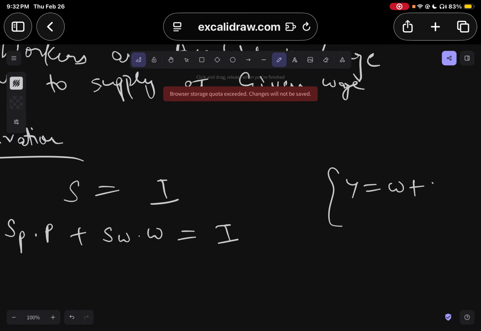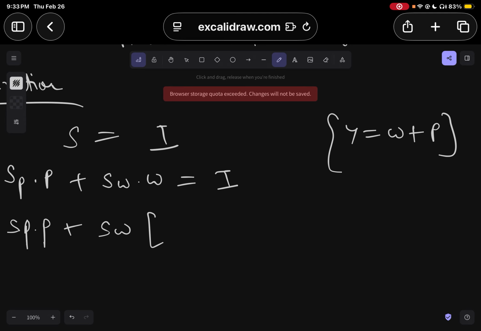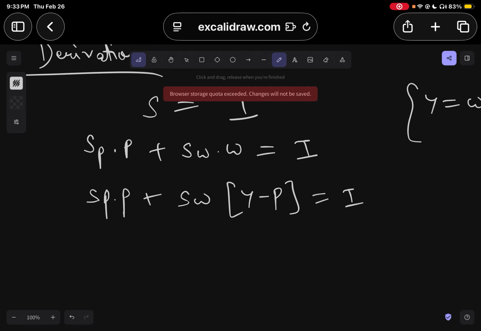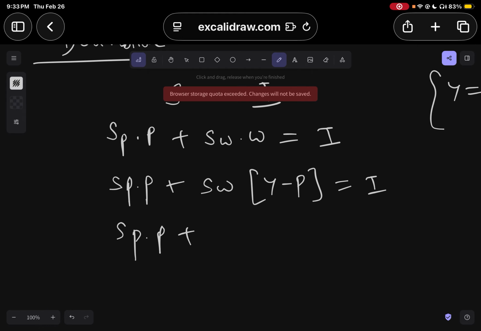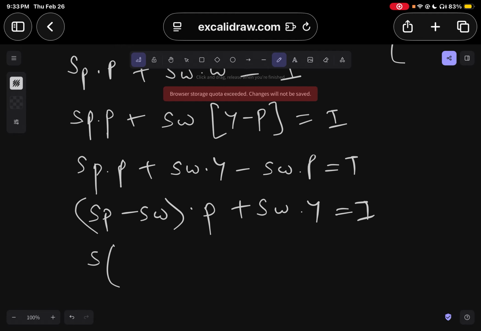Y is equal to W plus P. SP into P plus SW into W is equal to I. Since Y is equal to W plus P, we will change it as W is equal to Y minus P. So SP into P plus SW into Y minus P is equal to I. SW into Y minus SW into P is equal to I. SP minus SW multiplied by P plus SW into Y is equal to I.